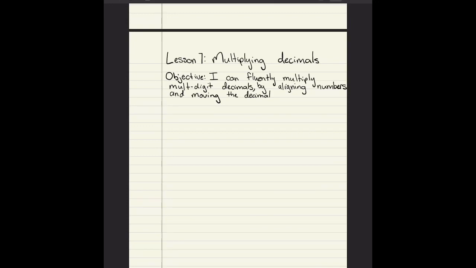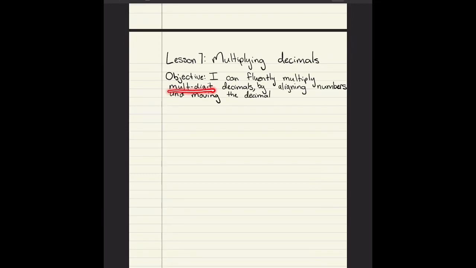Hi class, welcome to lesson 7, multiplying digits. So our objective here is, I can fluently multiply multiple digit decimals by aligning numbers and moving the decimal. And again, we're focusing on fluently, because remember, if you can do it fluently, it's something that you can do over and over again correctly.